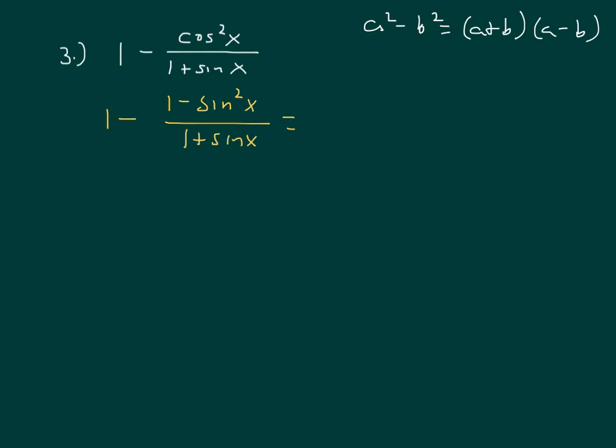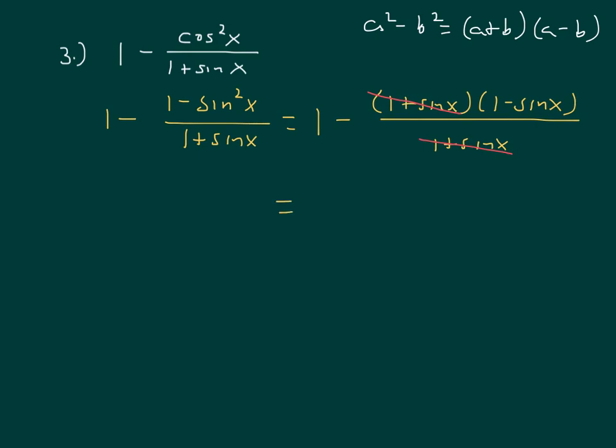So in this case, a would be 1, b is sine x, and so this becomes 1 minus, in the numerator up here I'll have 1 plus sine x times 1 minus sine x, all over 1 plus sine x. Now at this point here, I do have a common factor that I can deal with. Okay, so in this case, this 1 plus sine x and 1 plus sine x drops off.